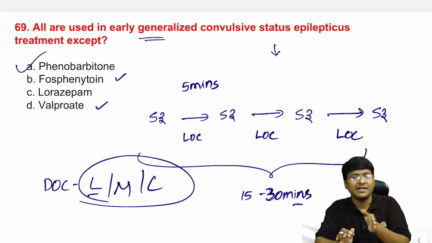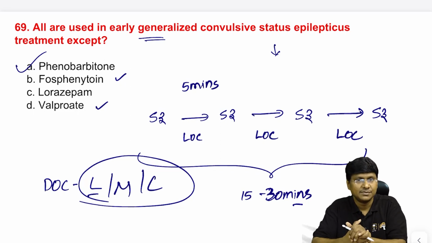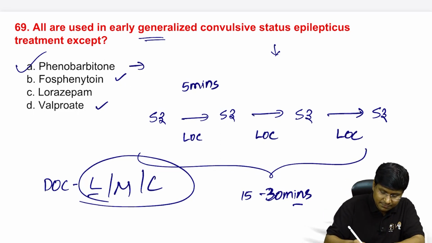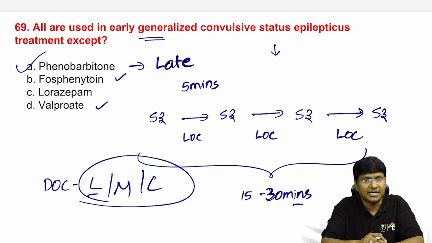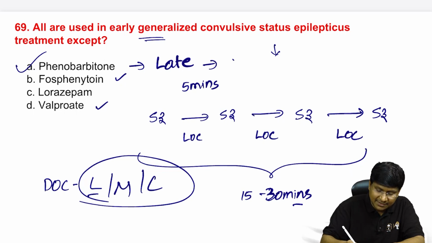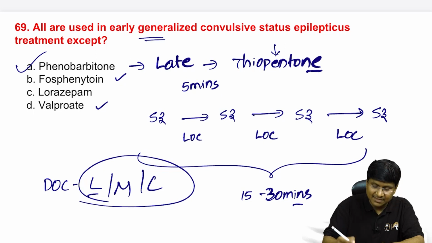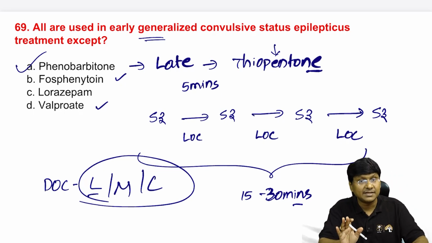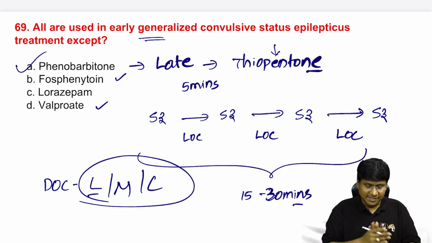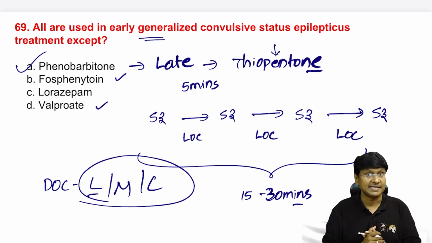Phenobarbital, we don't give in case of early refractory status epilepticus, whereas in late refractory status epilepticus we give phenobarbital. Apart from phenobarbital, the other drug that can be given is thiopentone. So this is about status epilepticus treatment.